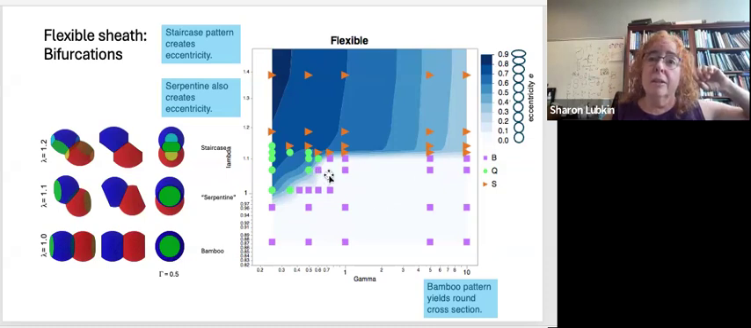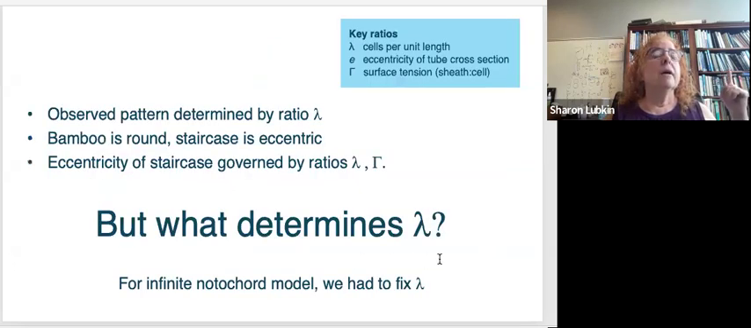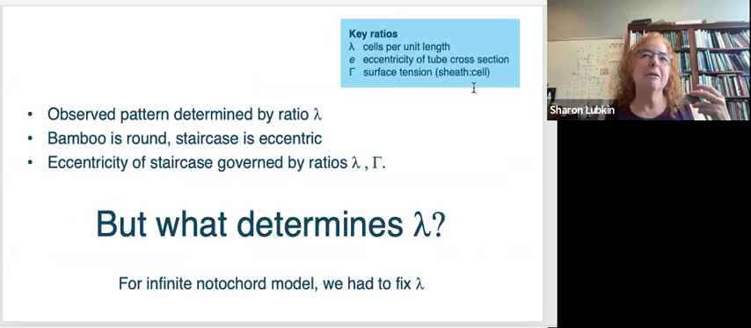So in sum, the bamboo patterns are always round in cross-section, no matter what the surface tension ratio. The staircase patterns are always eccentric in cross-section, with the eccentricity going down as the tension ratio goes up. But the problem here is we're using the infinitely long notochord model and imposing the lambda. What's determining the lambda? So it would be nice to have a model with fewer parameters. I mean, I can work with 3 parameters. That's okay, but I prefer a model with 2 or even 1 parameter.